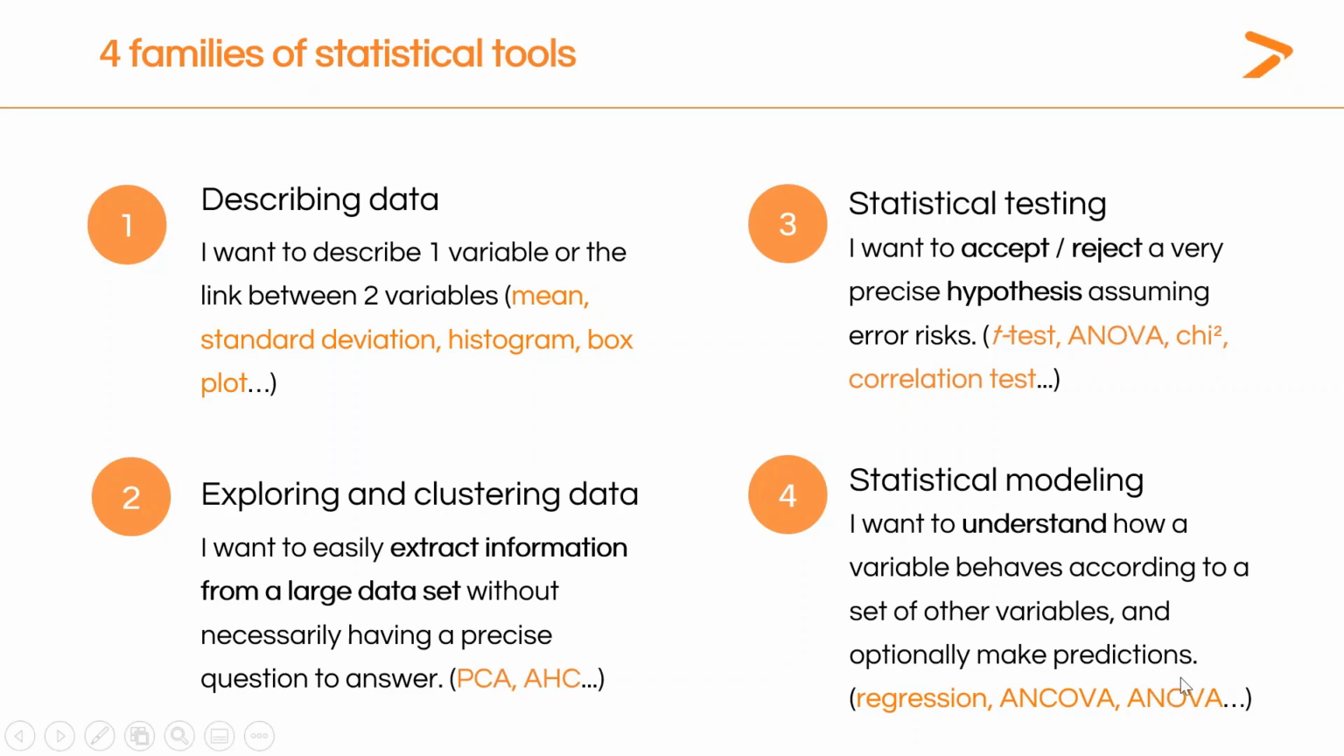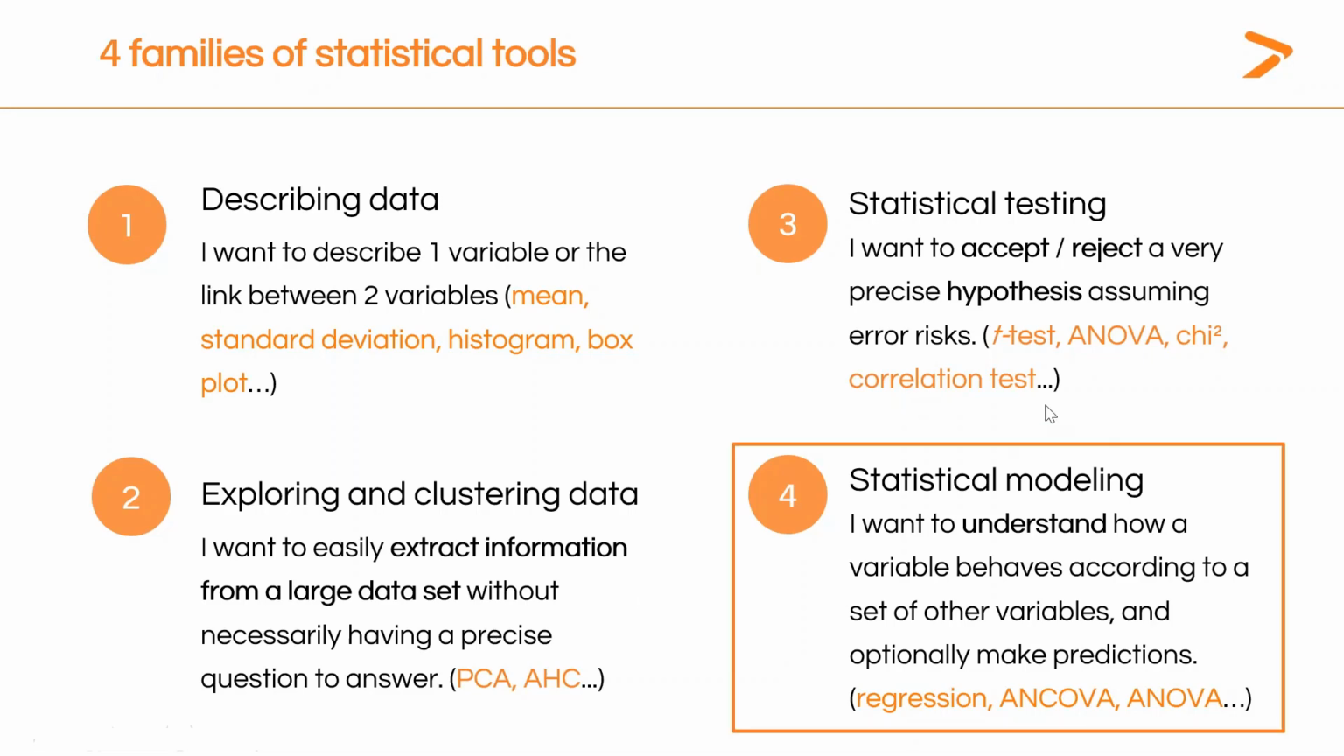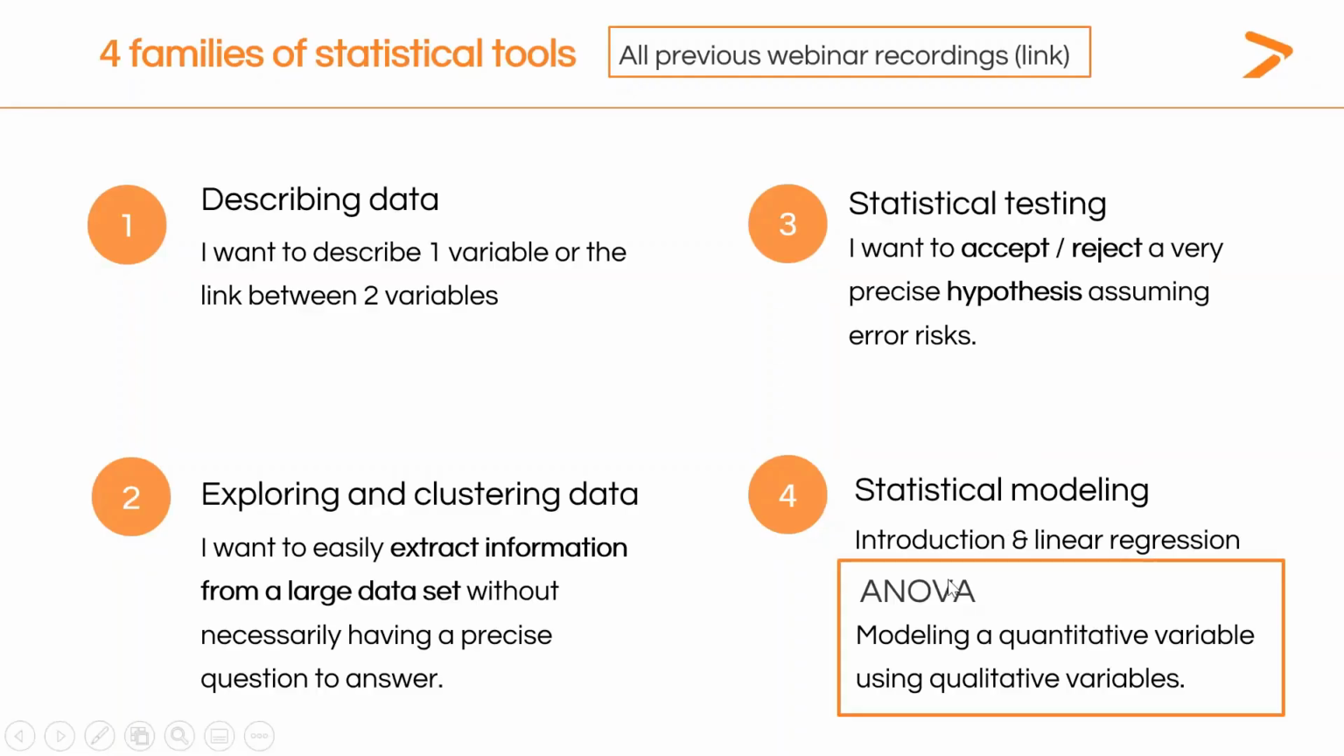So notice that ANOVA can be considered at the same time as a statistical modeling method and as a statistical test. And the main difference between regression and ANOVA is that regression allows explaining one quantitative variable according to quantitative variables, whereas ANOVA allows explaining quantitative variables according to qualitative variables. So today we'll be focusing on this one.